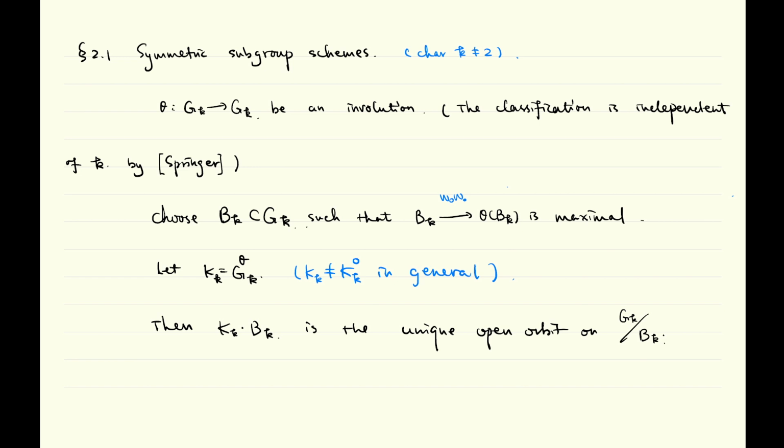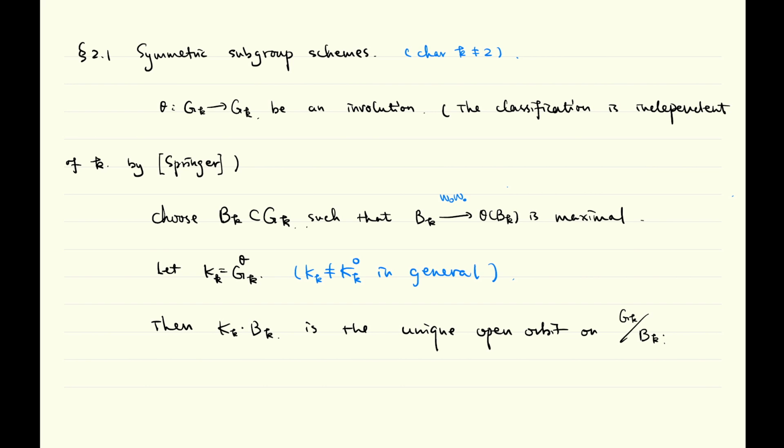And now I want my field to be algebraically closed, but I don't want characteristic 2. Anything in characteristic 2 for a symmetric space, when the involution is involved, is going to be a little bit strange. And so now I want to have an involution of my algebraic group. And this is actually classified by Springer. This is independent of K, as long as K is not characteristic 2. And for characteristic 0, it's the same as the real reductive group. That's even earlier, by Cartan. But since I'm talking about arbitrary characteristic, I'm just putting Springer there.